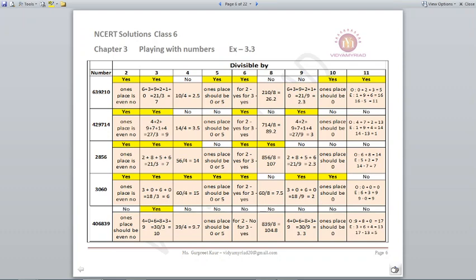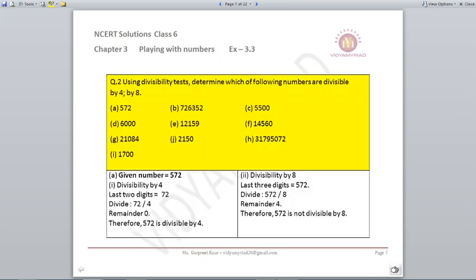Like this, children, you will do for all the categories. Simply just copying or writing the answer yes or no is not enough. You should know why it is yes or why it is no. All the explanations are provided here. Go through it. If you have any doubt anywhere, you can always refer to me by email or you can send me in the comment section. I will try to help you. Let's do question number 2.